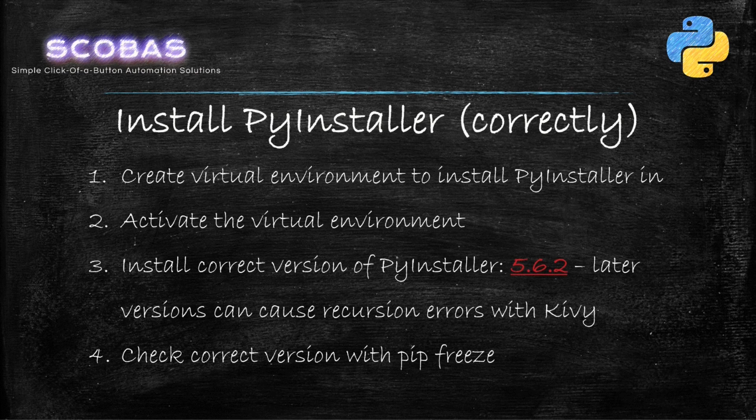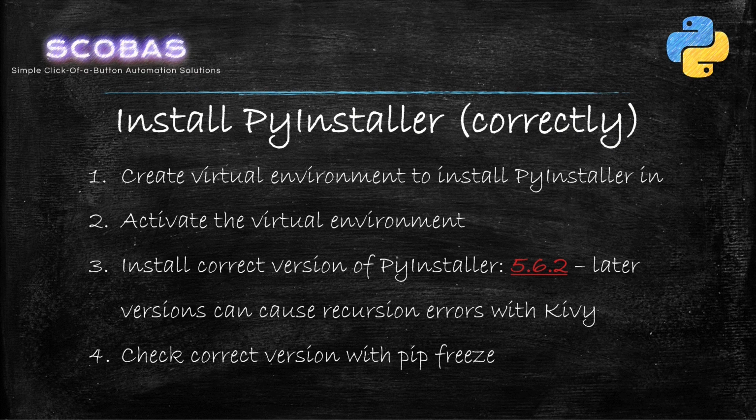Once that's done, we can install PyInstaller, but you do need to install it correctly. Now, the correct way of doing that is you need to create a virtual environment first. Then you need to activate that virtual environment. You then need to install the correct version of PyInstaller. And at the time of recording, there is a version 5.7 of PyInstaller, but that does not work with Kivy. So for Kivy, you need to use 5.6.2.